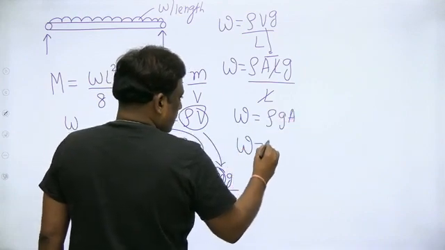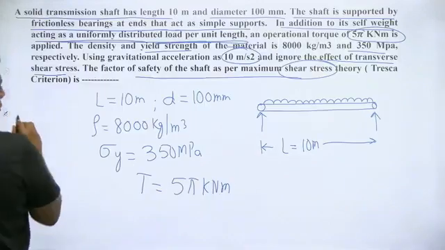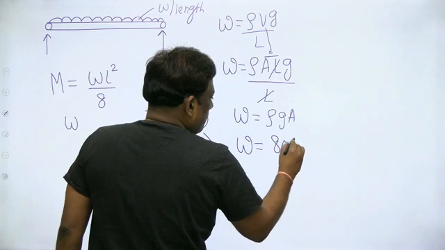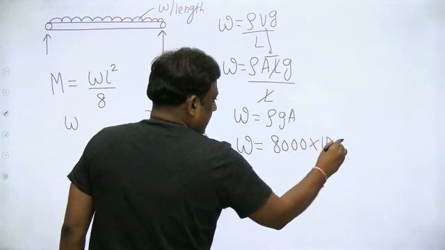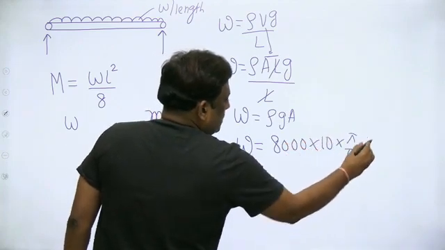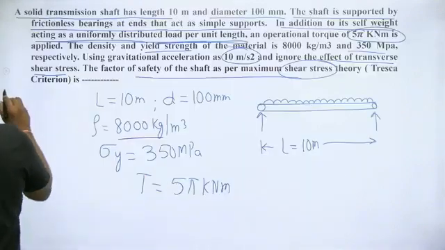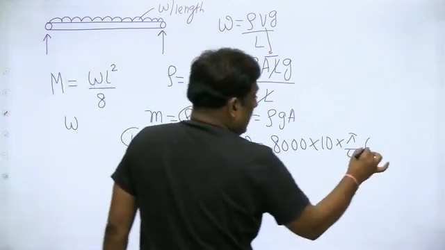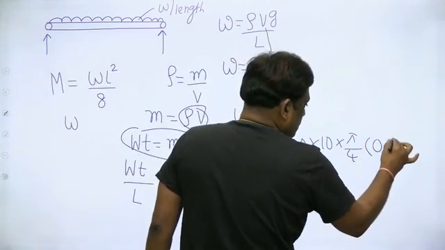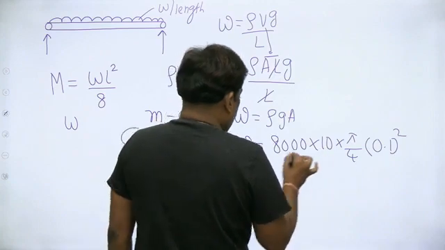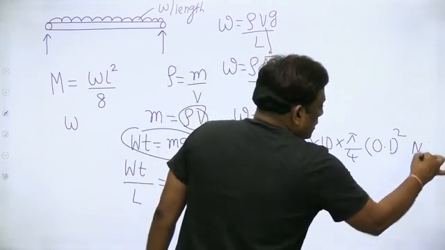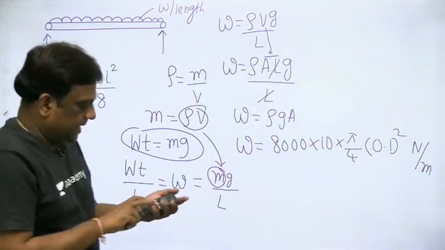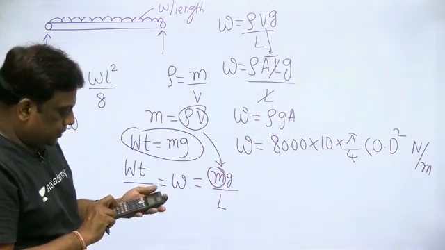So let's calculate the weight per unit length. The density is given, I think, as 8,000, if I'm not wrong. Yes, it is 8,000. And he's asking us to take g as 10. The area, it is circular in shape, so therefore pi by 4 into 0.1 square, taking 100 mm as 0.1 m. The unit will be weight per unit length, because I have taken length dimensions in meter.